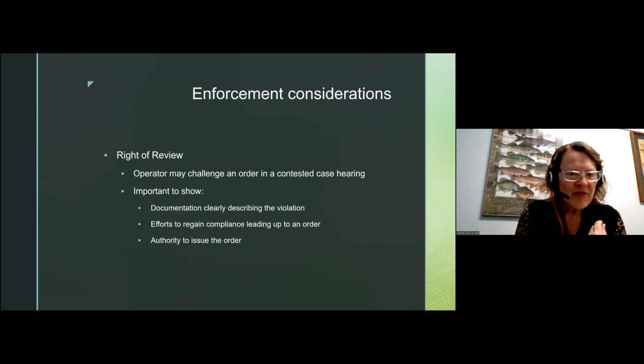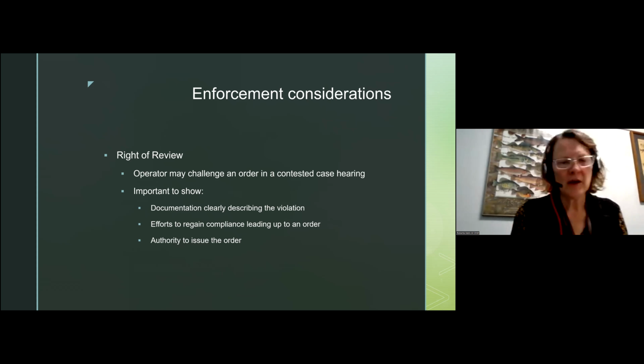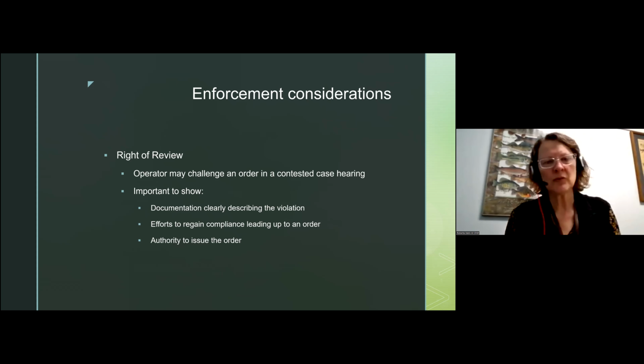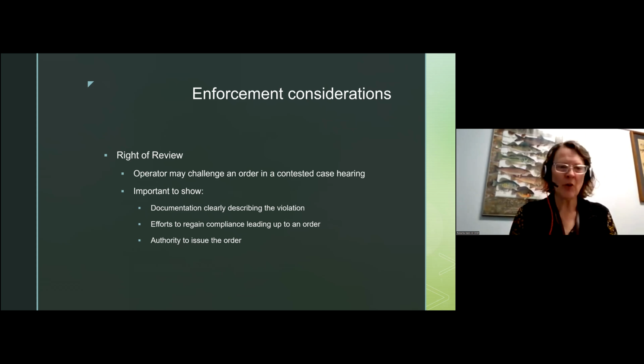It's not the actual ability for you to issue the order that is in question, but rather the specific code or specific reference that you're making. So, you know, if you're saying that they've failed to modify a reclamation plan, you need to be able to show what components of the reclamation plan need to be modified. So that's pretty much what I intended with that last item.